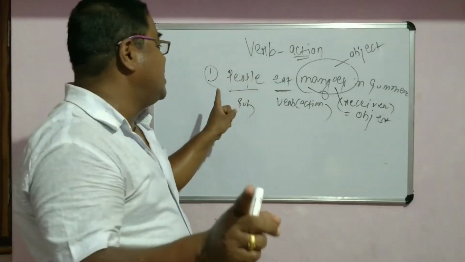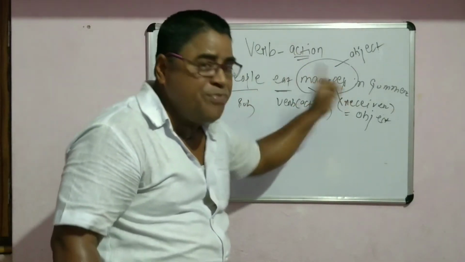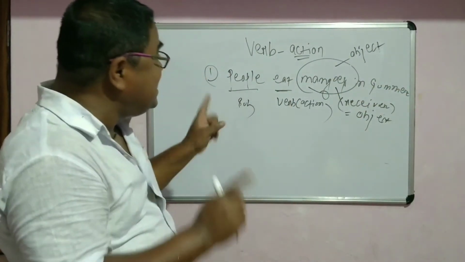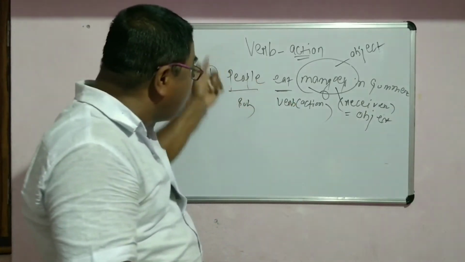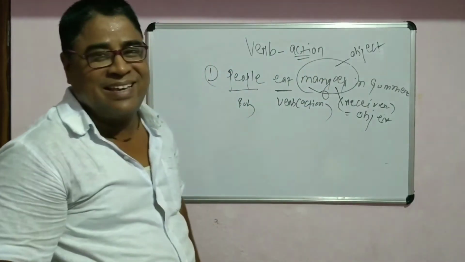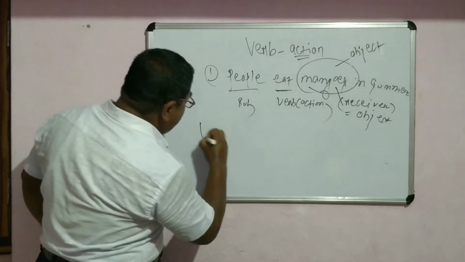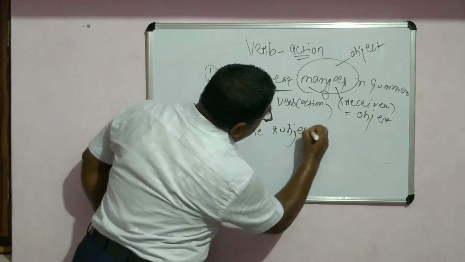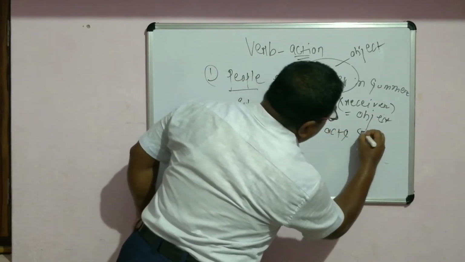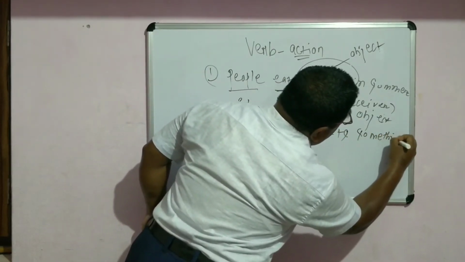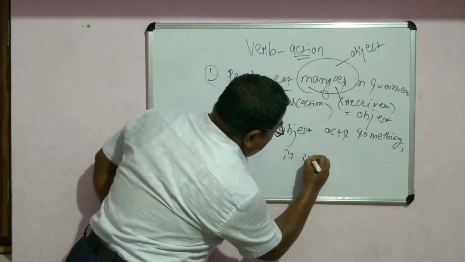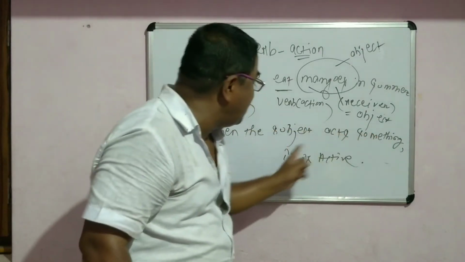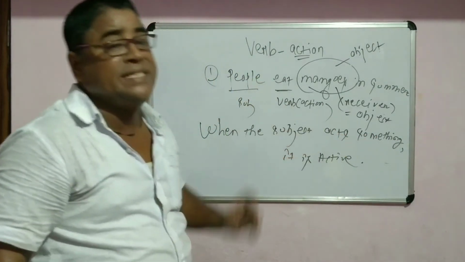So one thing is clear, if the sentence has a subject, verb and object, it is active. Why is it called active? The sentence is said to be active because the subject acts on something. So, just note down, when the subject acts on something, thus it is called active. The sentence is called active. If the subject acts on something, it is active. It is active means the sentence is active.